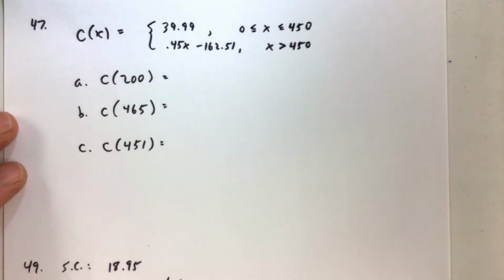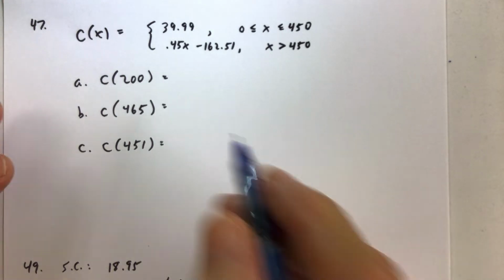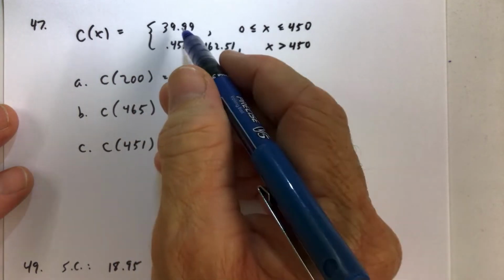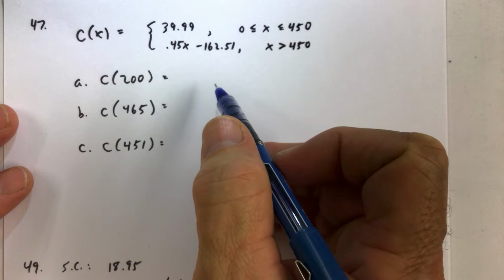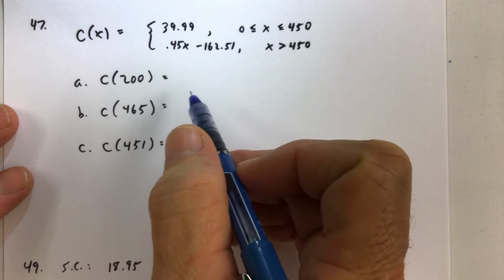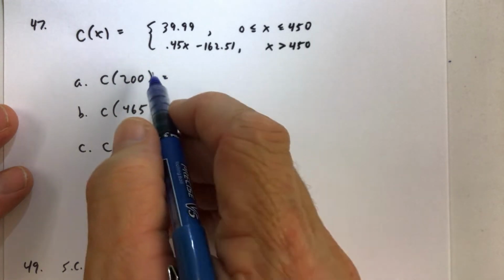So problem 47 is dealing with a cell phone service plan. Sprint PCS offers a monthly cell phone plan. And all we're trying to do here, we're given the piecewise function that gives us the cost depending on how many minutes we use. And so we just have to answer this question.